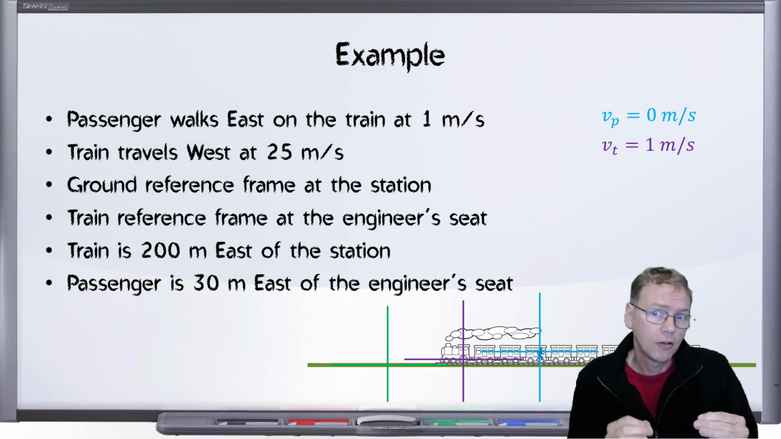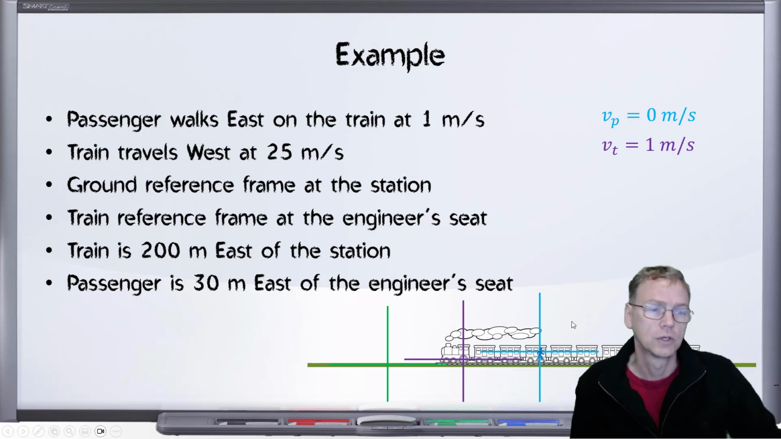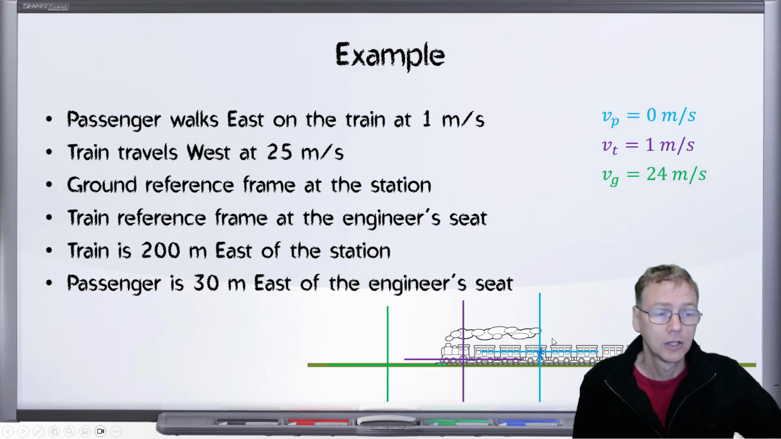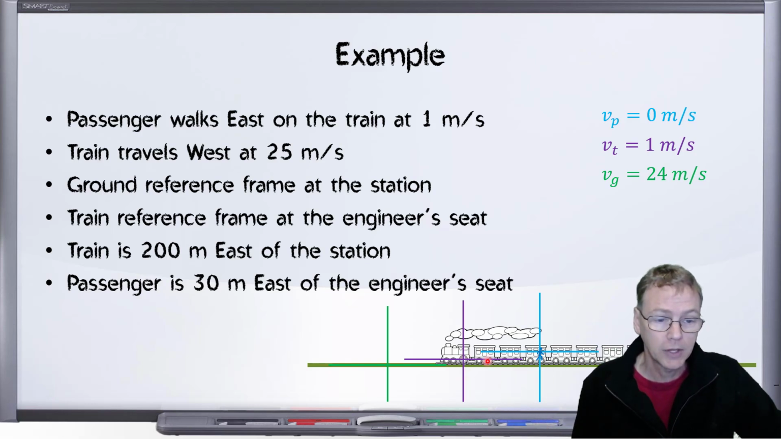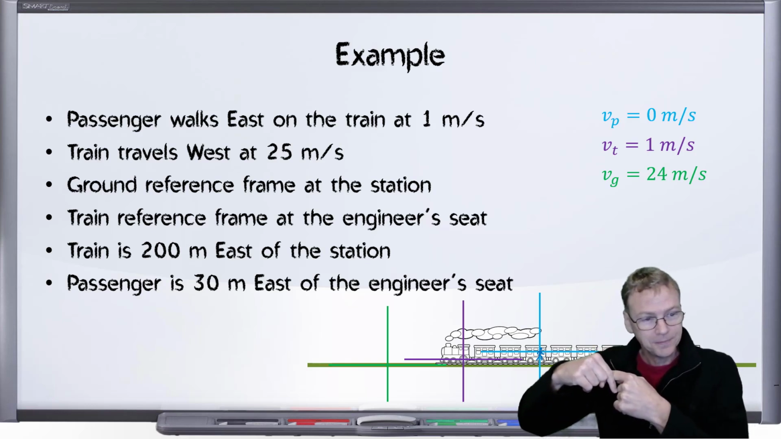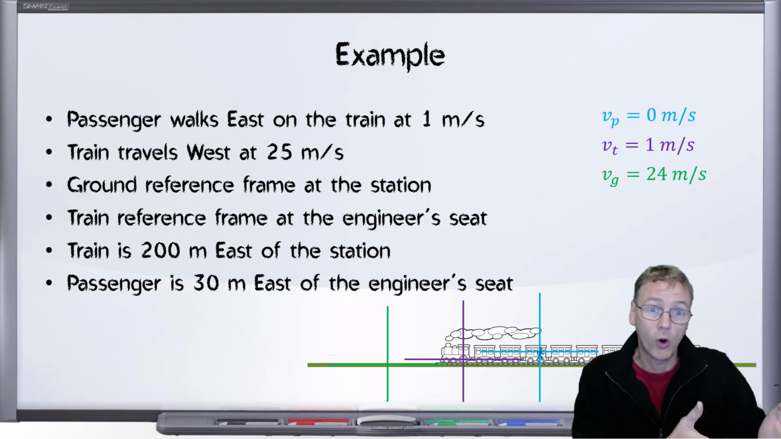But the train itself, we said, was going westbound compared to the ground. And so what is the passenger's velocity compared to the ground? For that, we should get 24 meters per second, and it's now westbound. There's 25 meters per second that the train is going west, and 1 meter per second that the passenger is going east. And so compared to this axis, which is stuck at the station, the passenger is getting closer to the station at the rate of 24 meters per second.